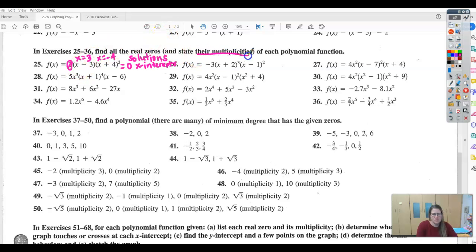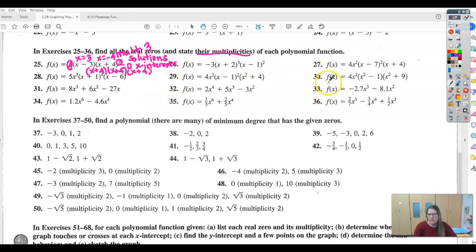Now it's also asking us to state the multiplicities. The multiplicity is talking about how many times this 0 happens. So the first one is just once because it's just x minus 3, but the second one, x plus 4 cubed, is the same as x plus 4 times x plus 4 times x plus 4, right? So that 0 of negative 4 happens for this polynomial 3 times. That's what we call the multiplicity. So this 0 or solution of x equals negative 4 has multiplicity 3. And again, we get that from our exponent.